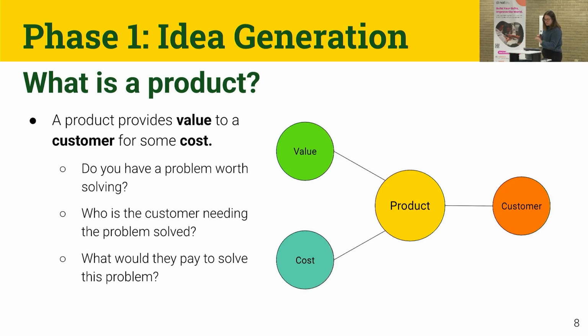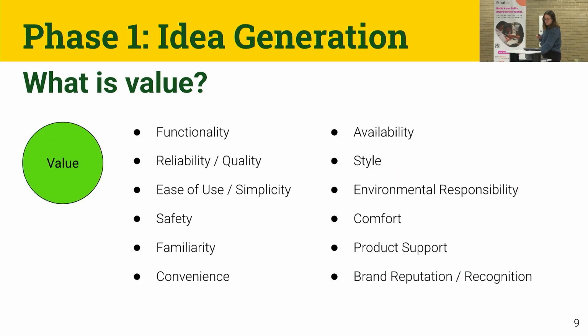So there are some different components of these. I'll talk a bit about value. Value can be functionality, value can be quality, safety. Your different customers will have different ideas of what value means to them. And so that's one of the things you think about when you're developing your product: you have to understand what value means to your target customer.